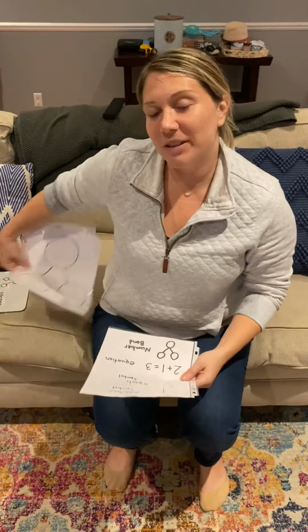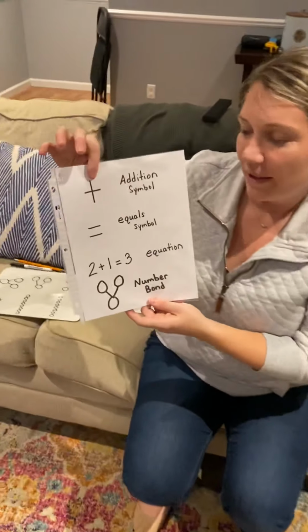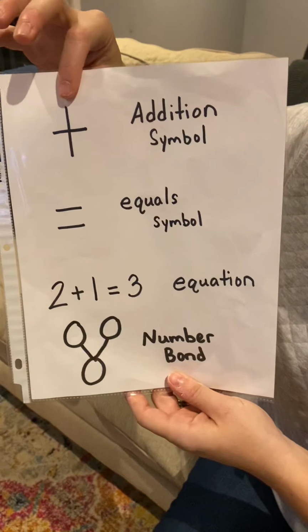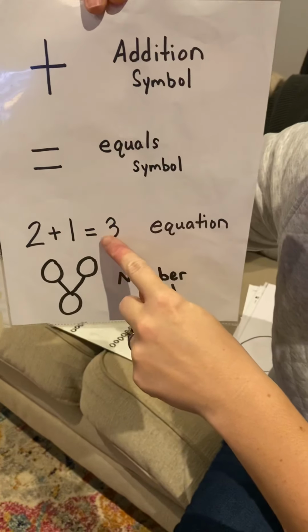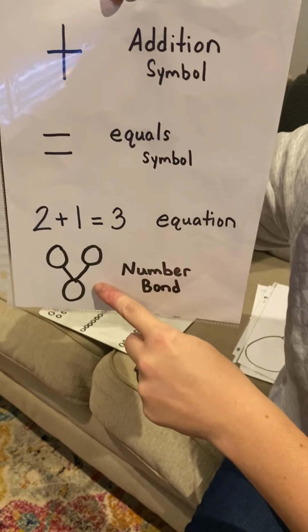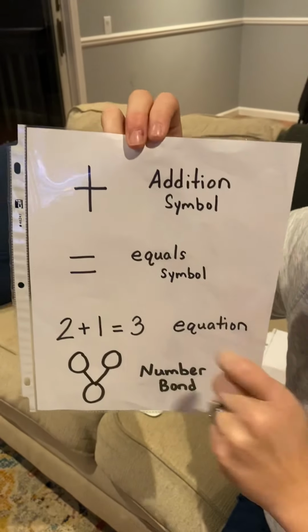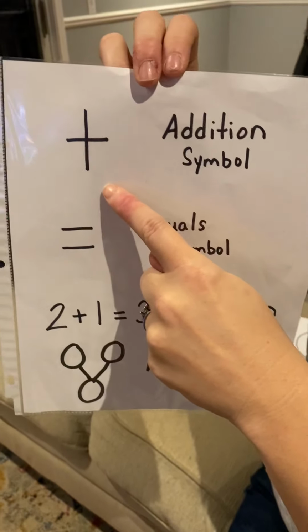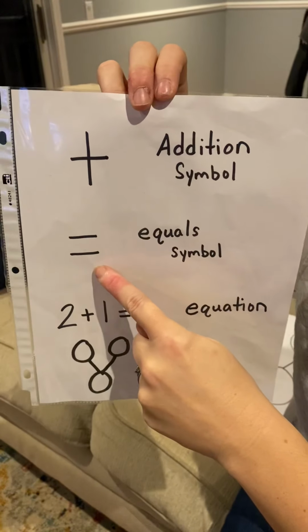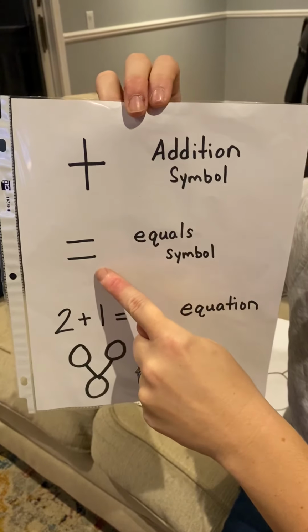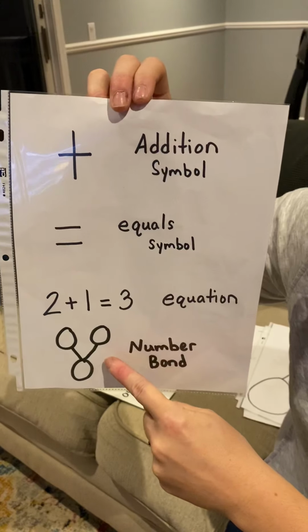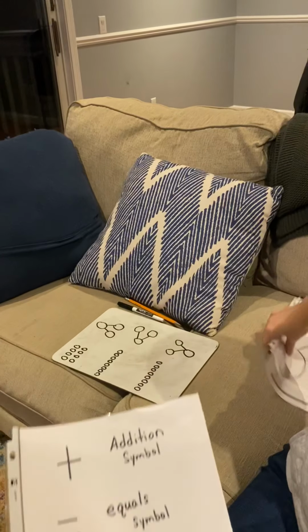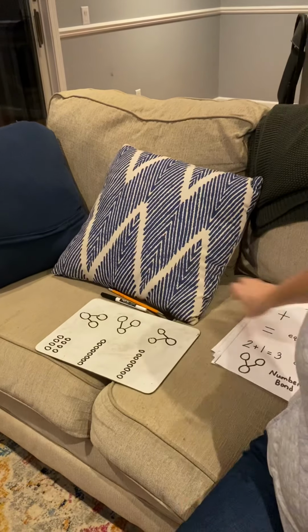So we're working on addition, so let's review some of the vocabulary. Here's the addition symbol or the plus sign, the equal symbol or equal sign, the equation, and the number bond. So let's go back through and you guys tell me what they are. Right, the addition symbol or the plus sign. Good, the equal symbol or the equal sign. The equation. Good, the number bond. Good job. So today we're going to work with the total always being 8.